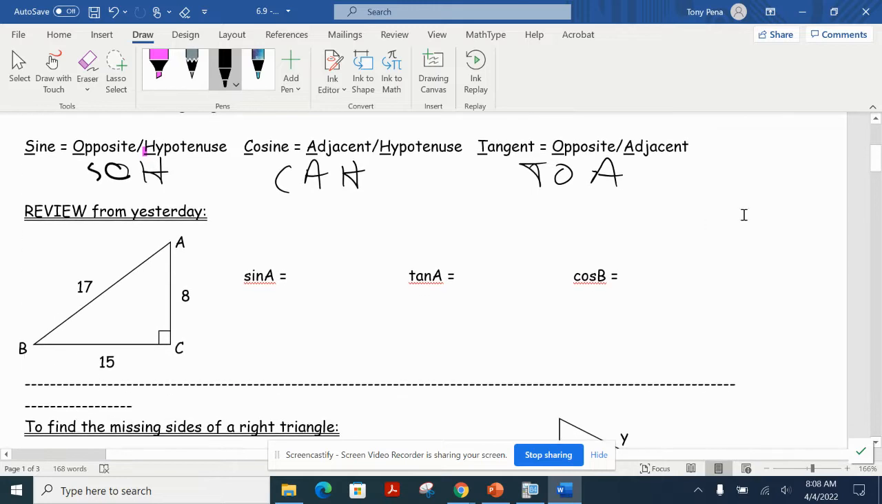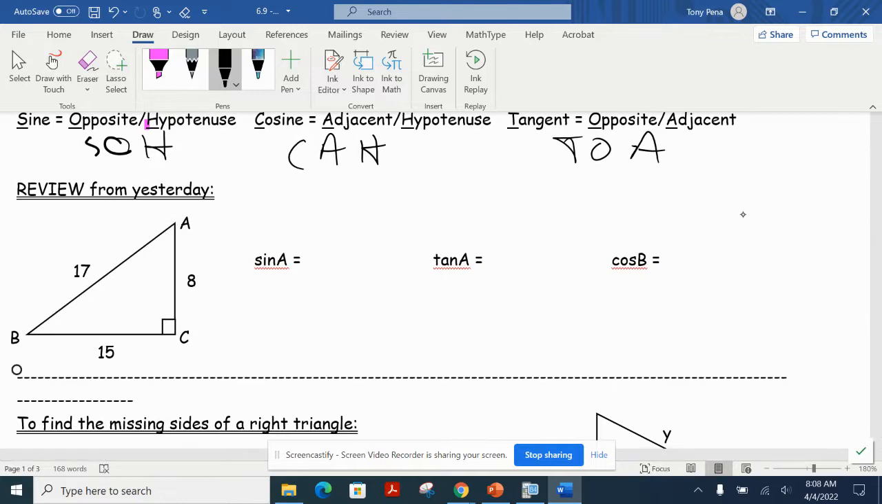So Julia, what do you get for sine of A? Good, opposite side is 15, the hypotenuse is 17. Mo, what do you get for tangent? Good, opposite over the adjacent for angle A. And then the cosine of B, Ben, what did you get? Good. Cosine of angle B, not quite, because now it's angle B, so don't get fooled by the change in the angle here. 15 over that 17, good.